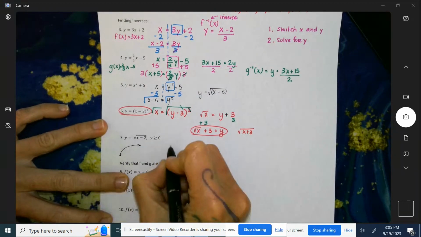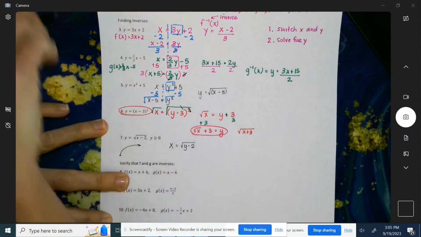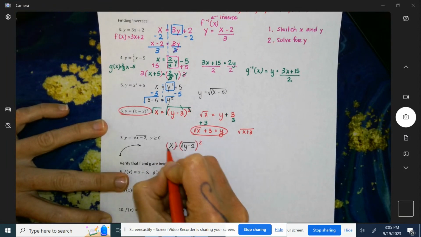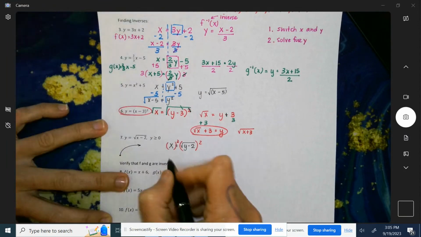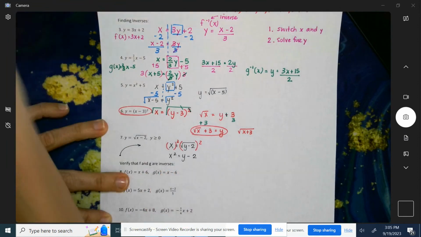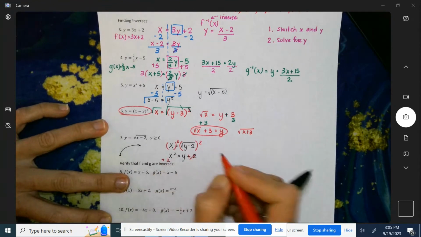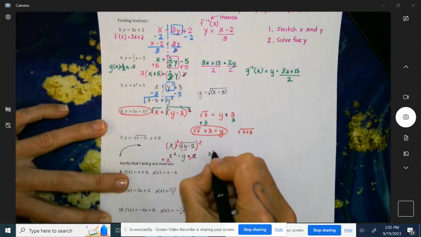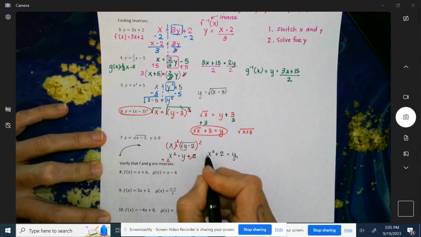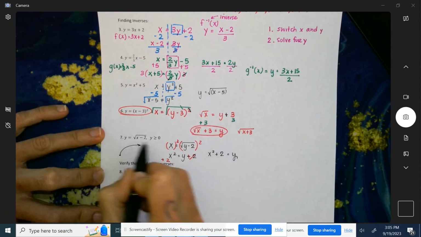So we're going to switch our x and y. X equals the square root of y minus 2. Now we're going to solve for y. We got to get rid of that root. So we're going to square both sides, which gives me x squared equals y minus 2. We're going to add 2 to both sides. So these 2's go away. And that's going to give me x squared plus 2 equals y. Again, this is a quadratic parabola up 2 units. That's the inverse function of this function.